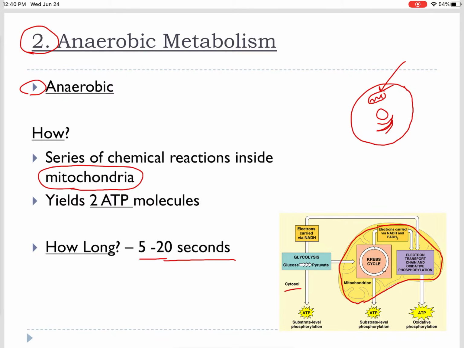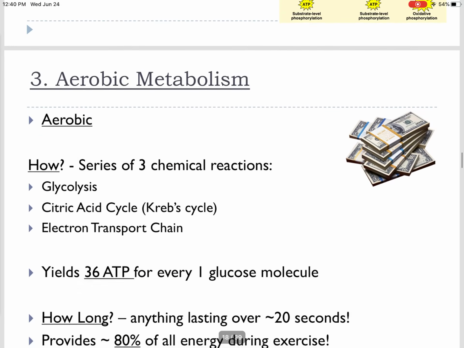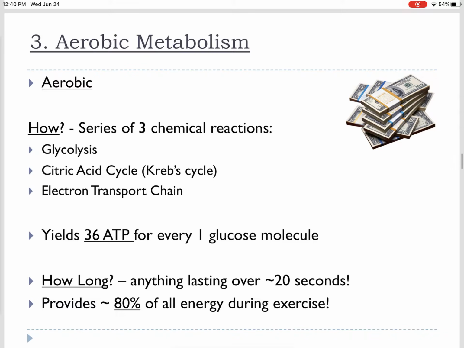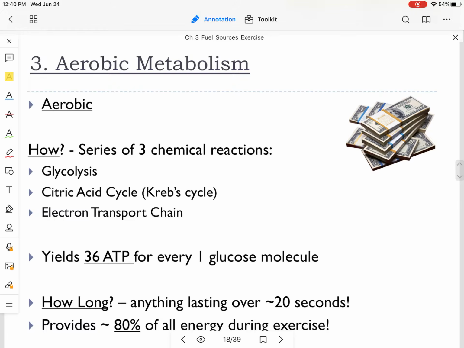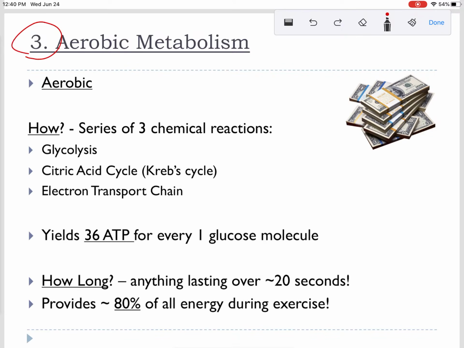But again, a lot of our physical activity lasts longer than 25 or 30 seconds. So we ultimately like to use our third and final series of chemical reactions called aerobic metabolism. We get more bang for our buck.